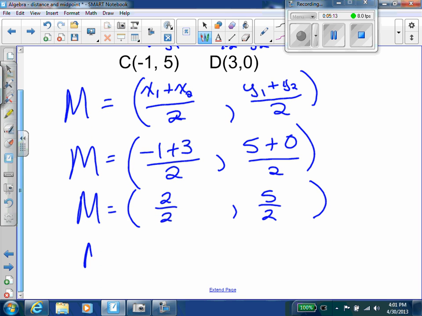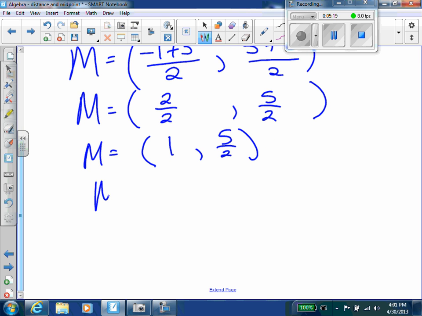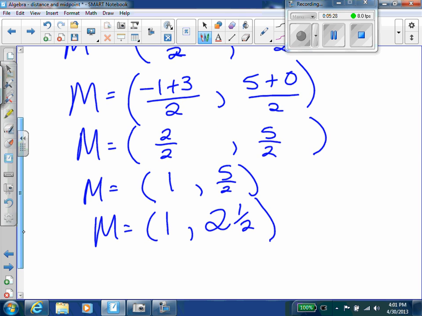You can simplify that one more step. It is 1 comma 5 over 2. You can keep it as 5 over 2, or you can make it into a decimal of 1 comma 2.5. And that is actually the midpoint between the points C and D that we have.